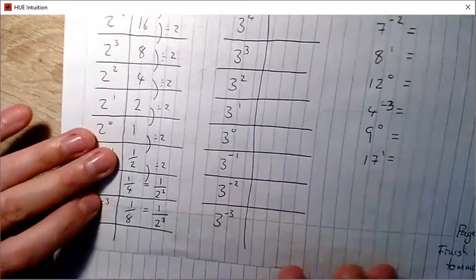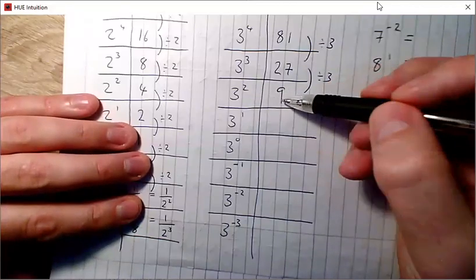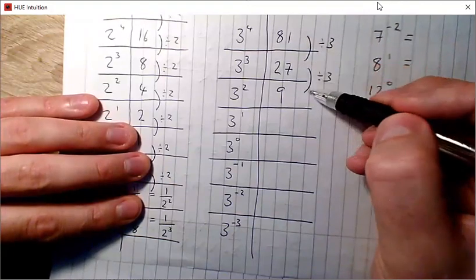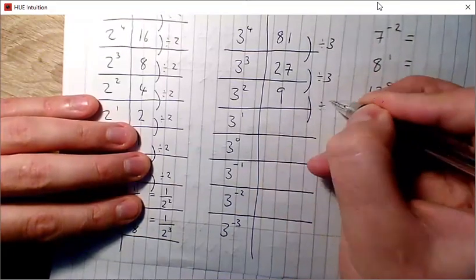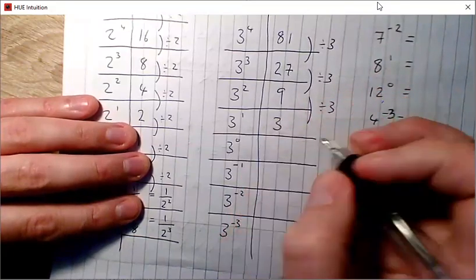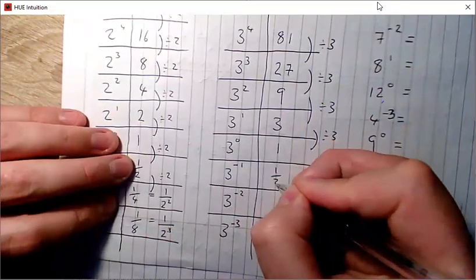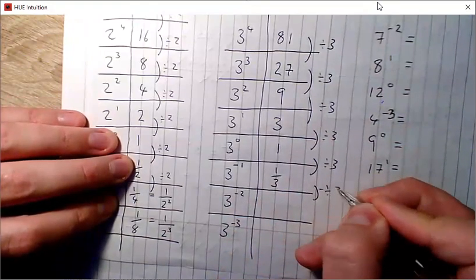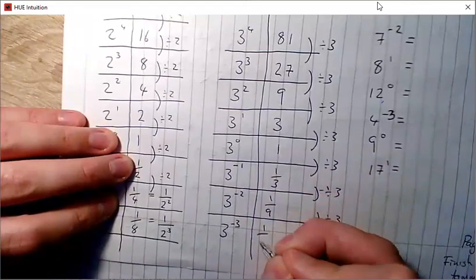Can you guys try and fill in the same table for 3 there, please? Pause the recording. Okay, hopefully you've at least got this much done. 3 squared is 9, 3 cubed is 27, 3 to the 4 is 81. And you see the pattern here: moving down the table, you're dividing by 3, or moving up the table, you're multiplying by 3. 3 to the power of 1 then, if you keep dividing by 3, is going to be 3. 3 to the power of 0 is going to be 1. 3 to the minus 1, well, 1 divided by 3 is 1 third. 1 third divided by 3 is 1 ninth. And 1 ninth divided by 3 is 1 27th.